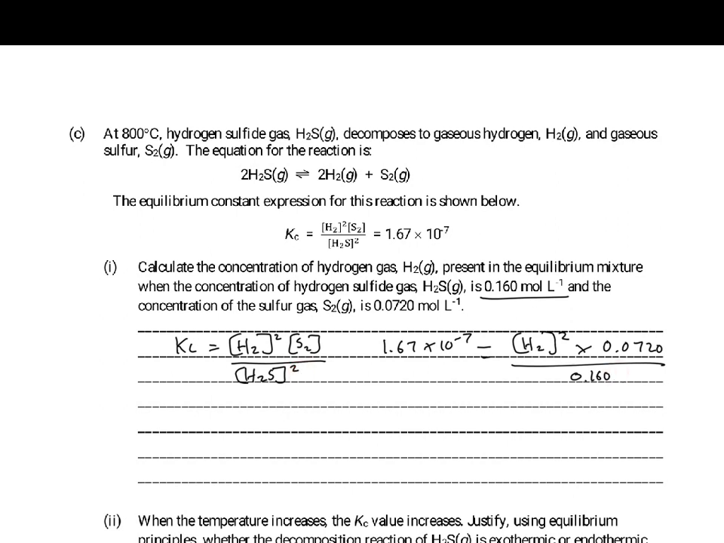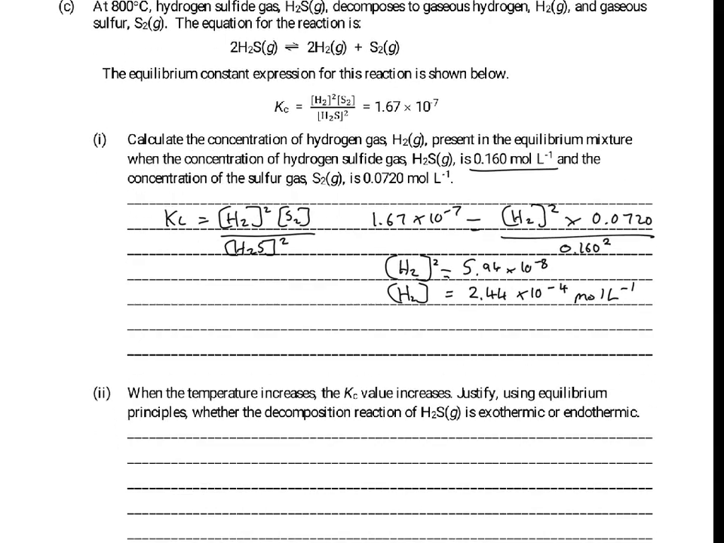And lots of you didn't do that, and that's why you didn't get any marks. The achieved mark was to substitute the numbers correctly, and because you put it into the wrong formula, you're not given that mark. So once you've got that, using your calculator, you can work out the concentration of hydrogen squared, 5.94, and then you just have to square root that. And you get 2.44 times 10 to the minus 4. So unit, because it's a concentration, is moles per litre. And we always round to 3 significant figures.